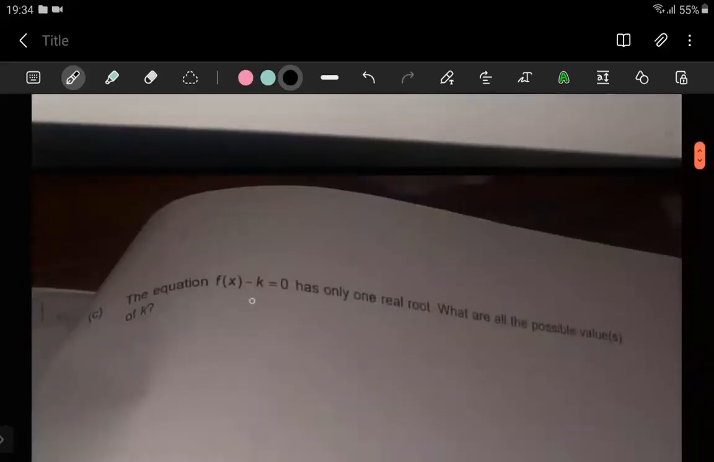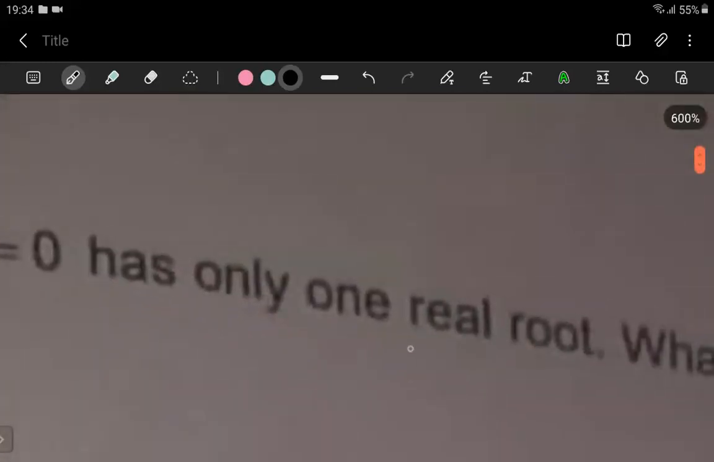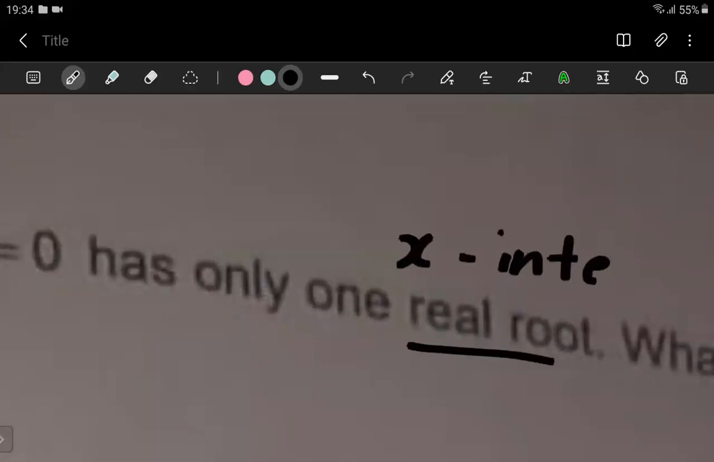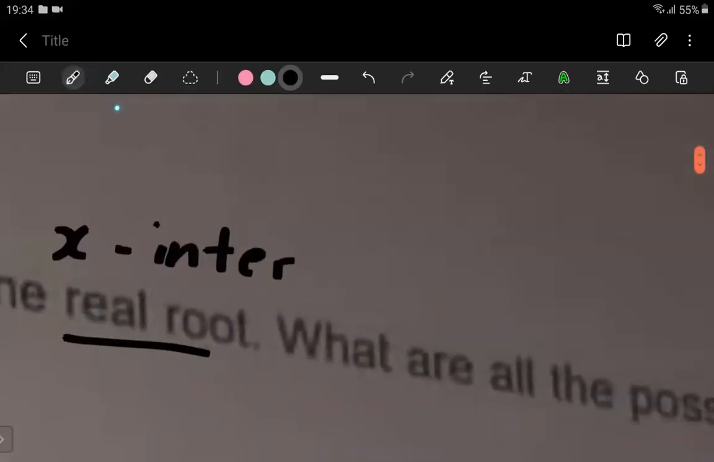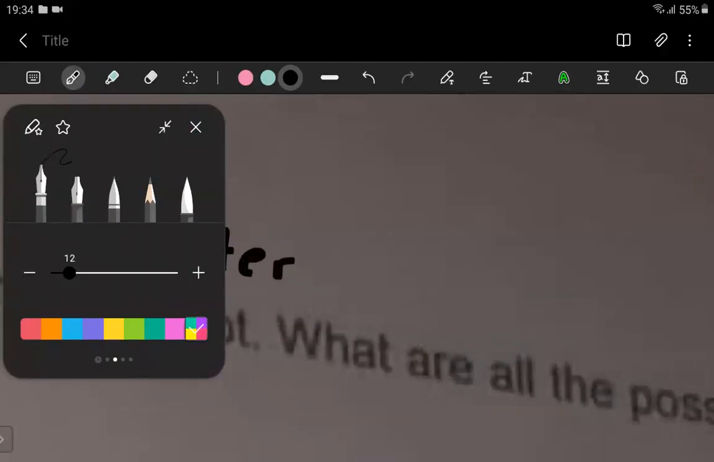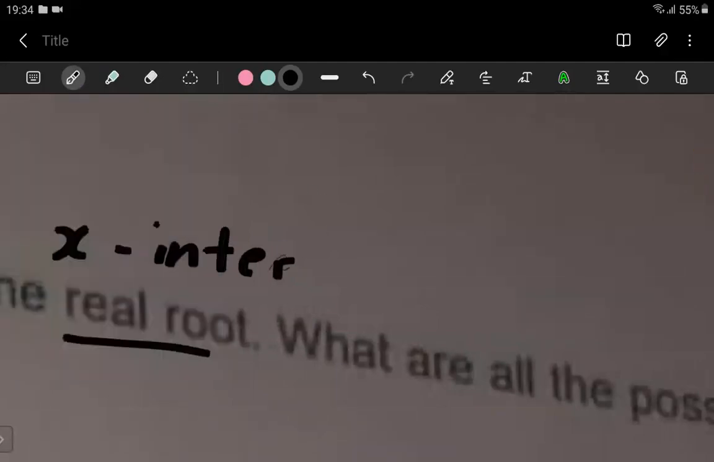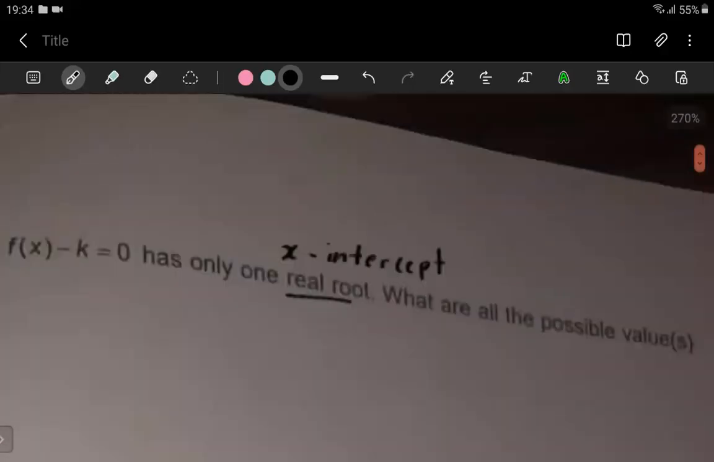Fine. So here now they say that the equation f of x minus k equals 0 has only one real root. What are all the possible values of k? So when they say one real root, they're referring to one x-intercept. That's as blunt as we can put it. They're referring to one x-intercept.